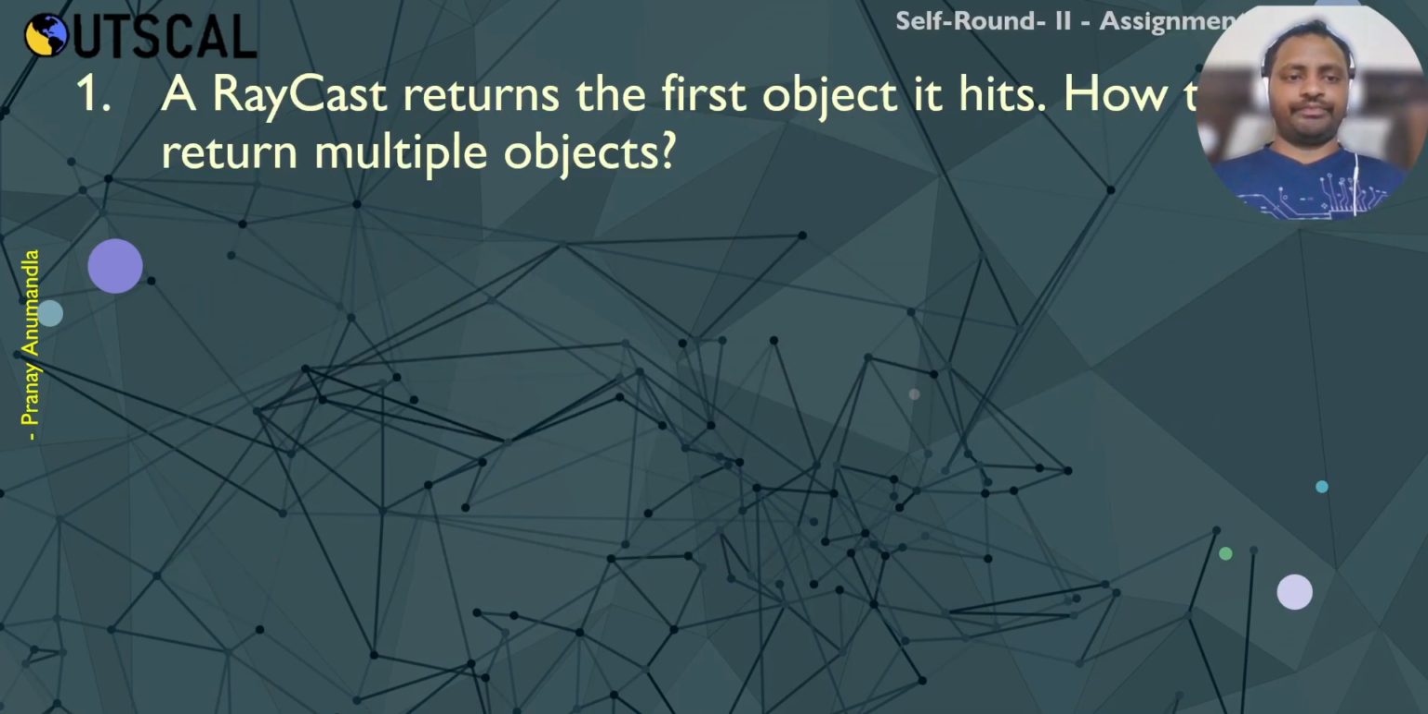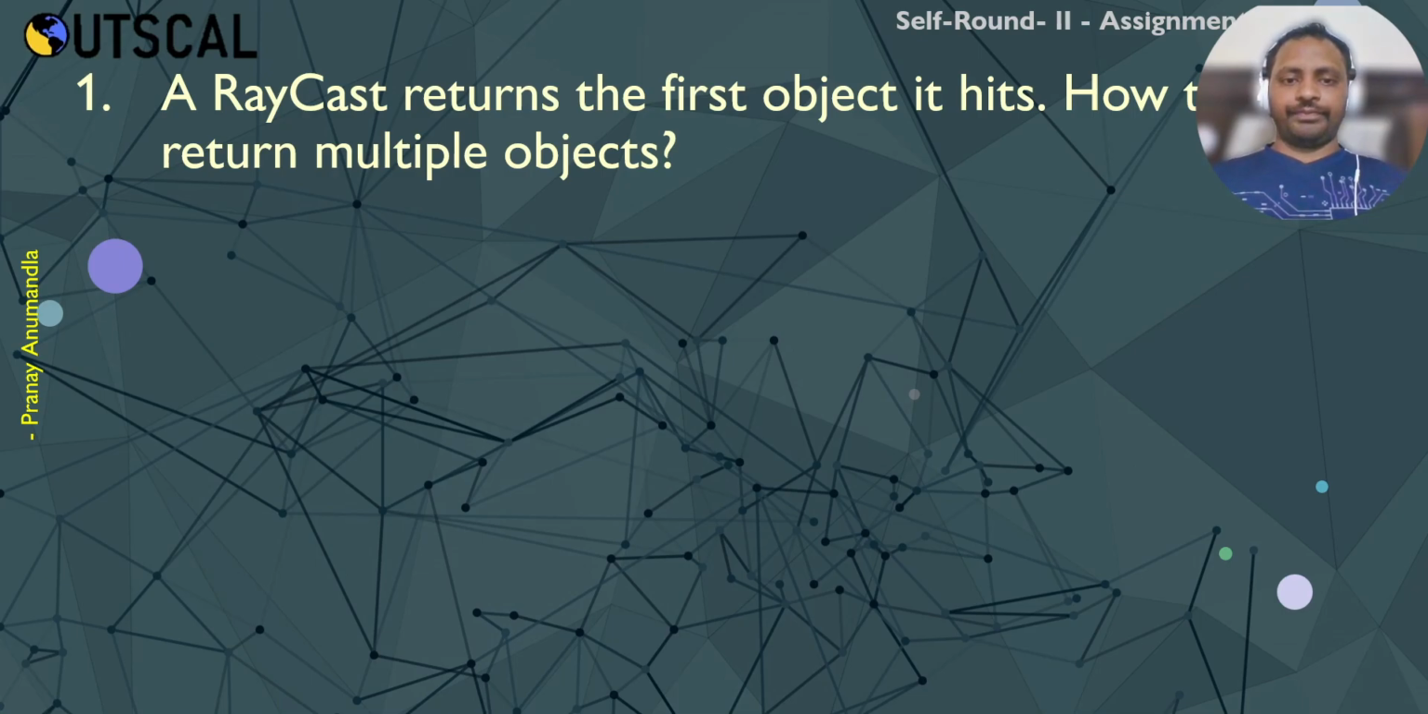I will explain. A RayCast returns the first object it hits. Yes, by default it will raycast and the first object hit will be returned, giving that object's information. If you want to detect multiple objects, we can use Physics.RaycastAll. This will hit all the objects in its line of path and returns an array of the objects that are hit by the raycast.